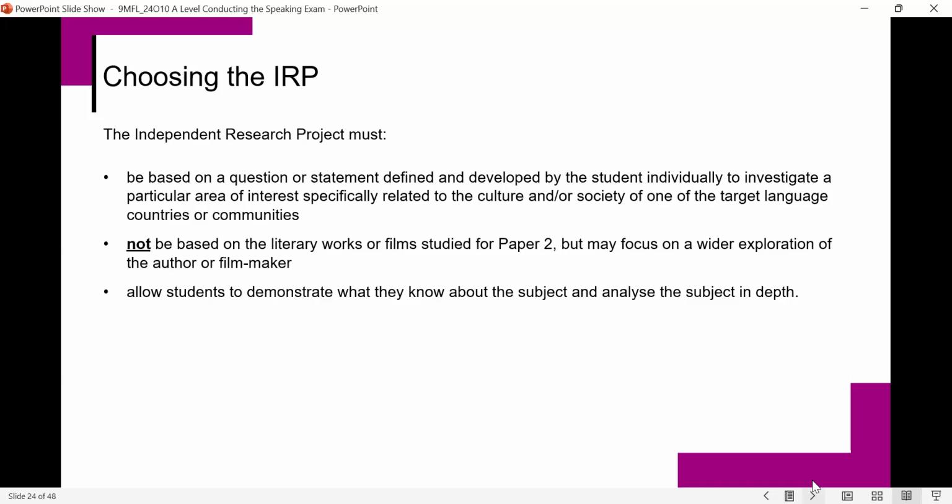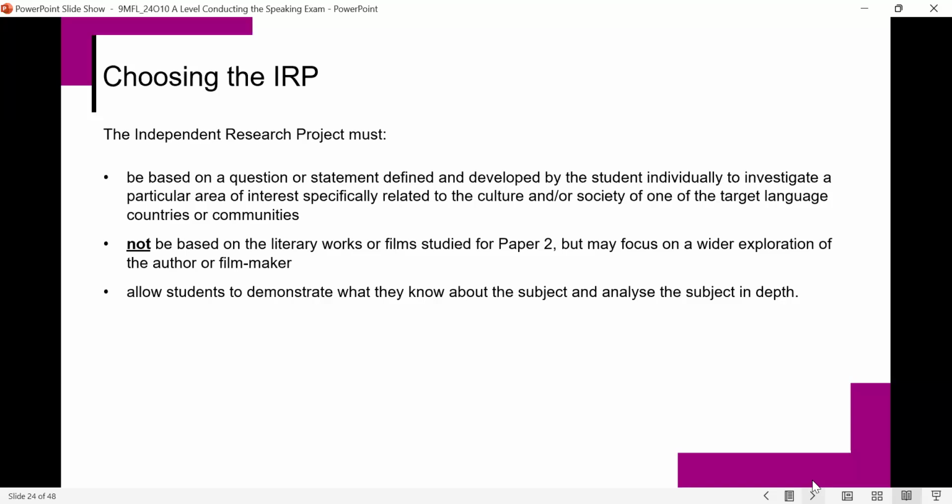Okay, so it must not be based on the literary works or films that the students have studied for paper 2, but could focus on a wider exploration of the author or filmmaker. So for paper 2, you will have taught your students, most people have done 1 book and 1 film. Some people do more. Some people choose to study 2 books, but most people will have done 1 book and 1 film. And so the students are not allowed to do their independent research work on that book or that film. But they could do another book.